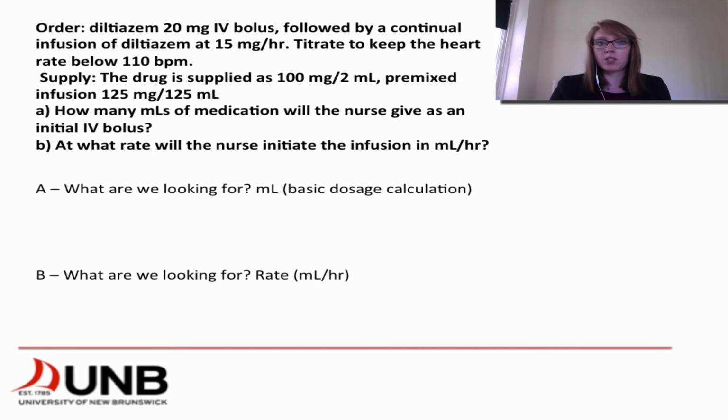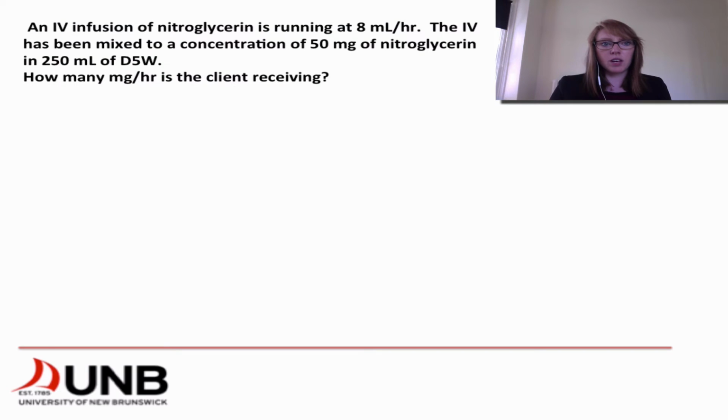Let's move into a little bit of a tougher one now. We have an IV infusion of nitroglycerin running at 8 mL per hour. The IV has been mixed to a concentration of 50 milligrams of nitroglycerin in 250 mL of D5W. So we want to know how many milligrams per hour the client is receiving. So that's a lot of information to look at.